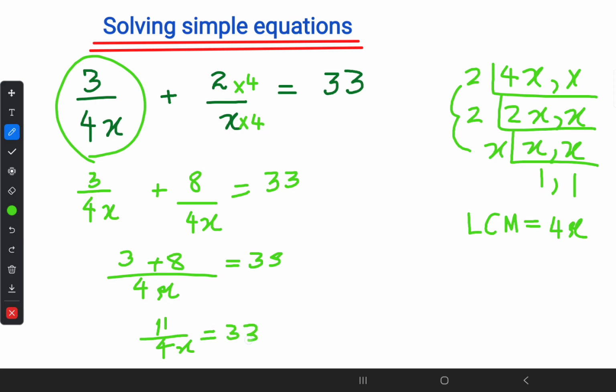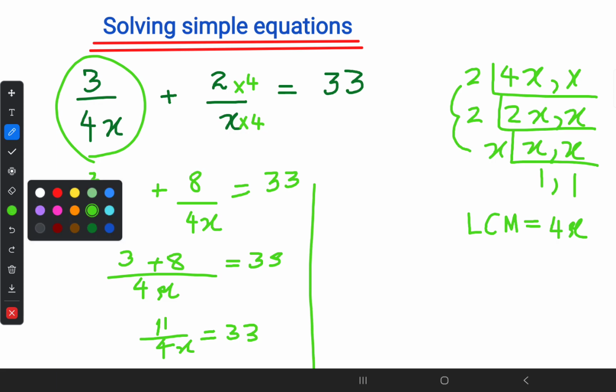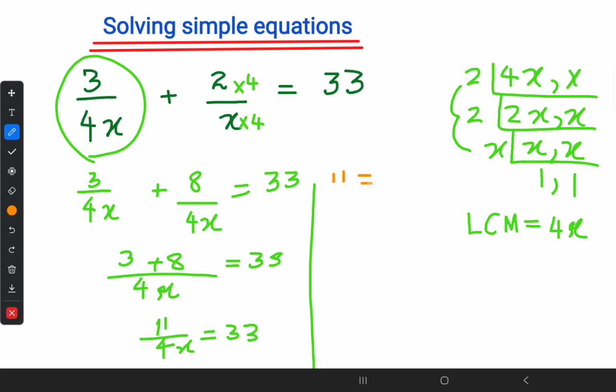But we don't want 11 upon 4x. We only want to find the solution for the unknown constant, which is x. So I will bring this 4x as a multiplicand here. So 11 equals 33 times 4x, and I'll keep the x itself on the right hand side. The 11 should be divided by 33 times 4, which is 132.